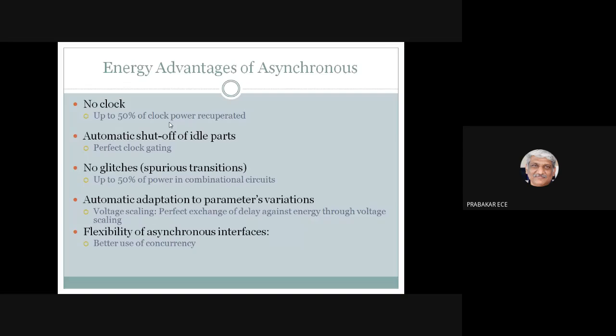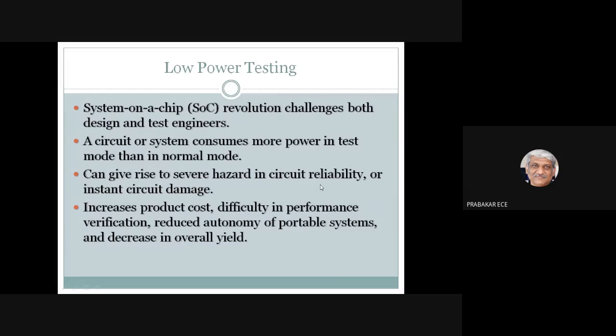But in the case of an asynchronous system, since there is no clock available and the delay is generated in the same way, whenever there is a temperature change, that will also affect the delay, so there won't be any problems like in your synchronous case. And voltage scaling is also possible. It's simple, right? Instead of a higher voltage, I can go for a lower voltage. That is again possible. And with the flexibility of asynchronous interfaces, better use of concurrency can be deployed here.